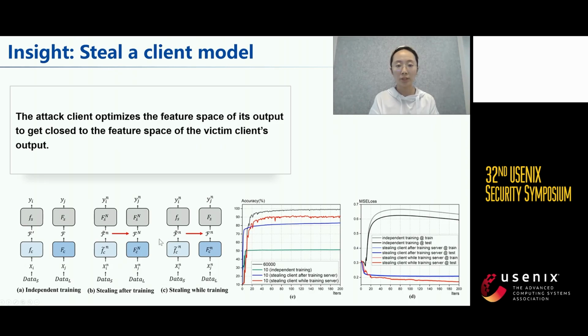For stealing while training, the attack and the victim clients are trained in parallel. In every iteration, the server and the victim clients are trained on the large dataset, updating their weights.